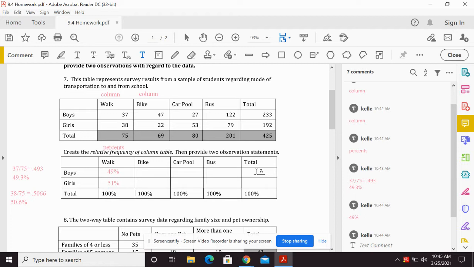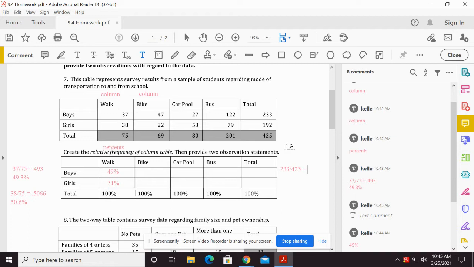Okay, so of the total people interviewed, how many are boys? That's what this is going to tell you. Of the total people interviewed, which is 425, right? There are 425 people interviewed in total. What percentage are boys? So that would be the number of boys, 233. See how that's in the boys row? Divided by 425. So you have 233 divided by 425.